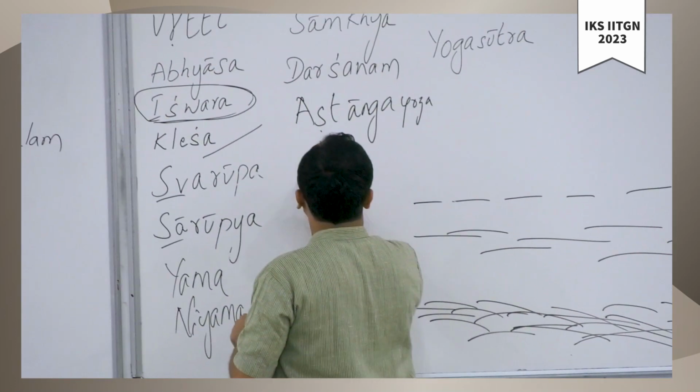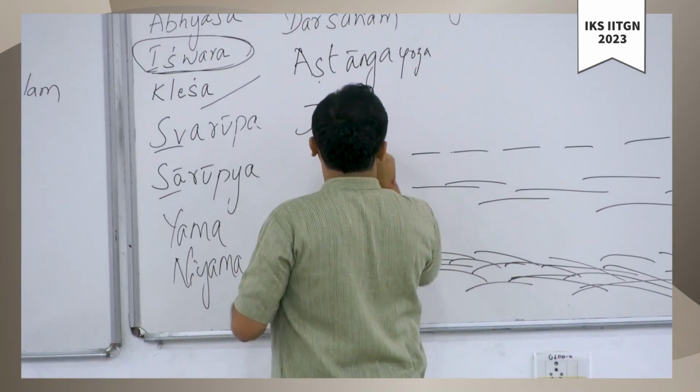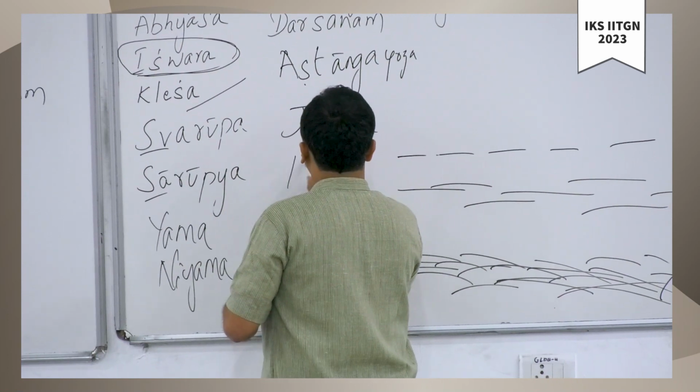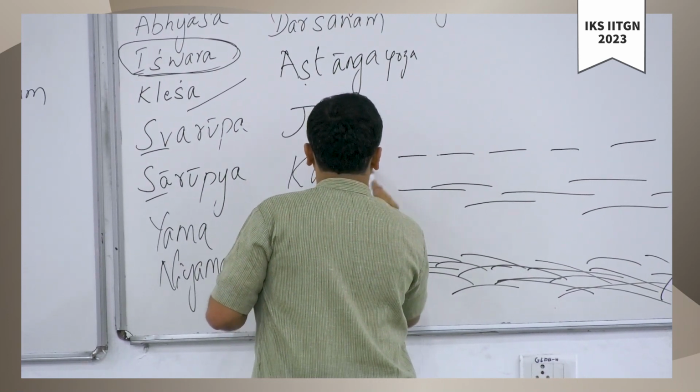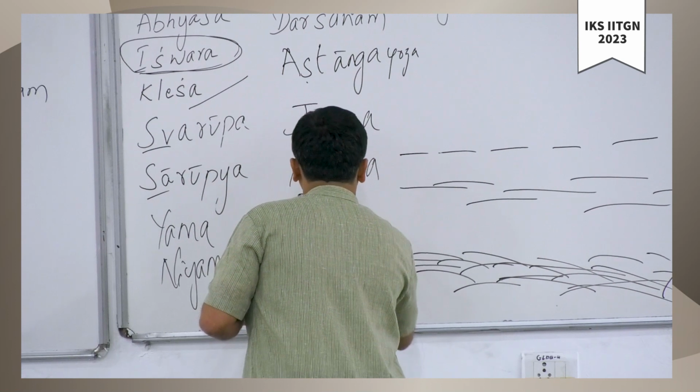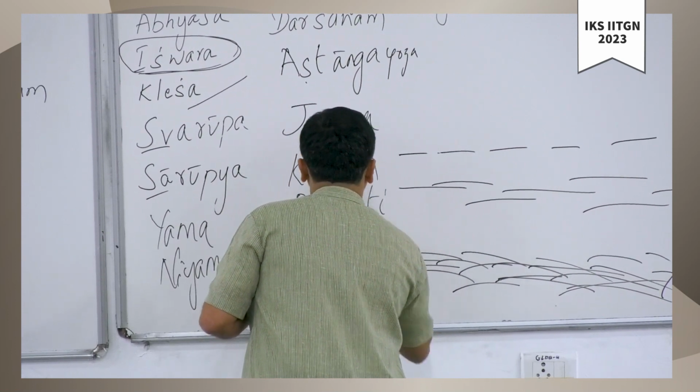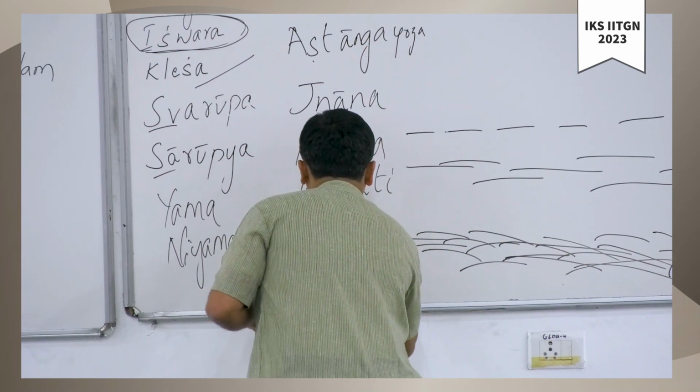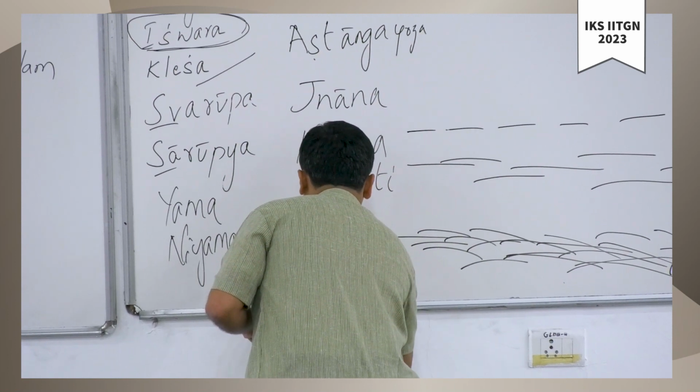You have Jnana Yoga, then Karma, Bhakti, Raja, Hatha.